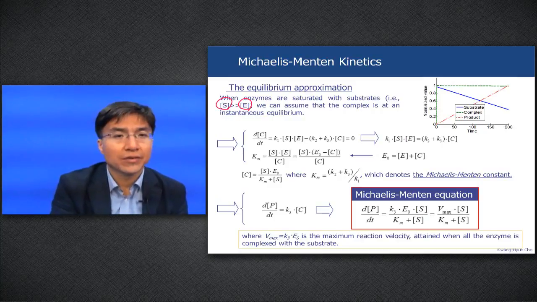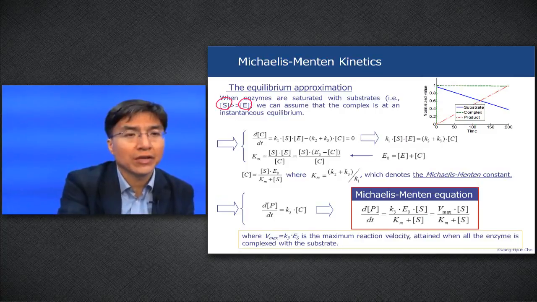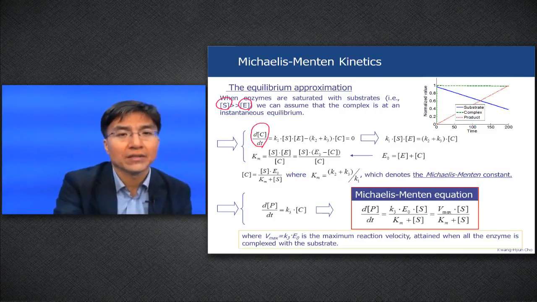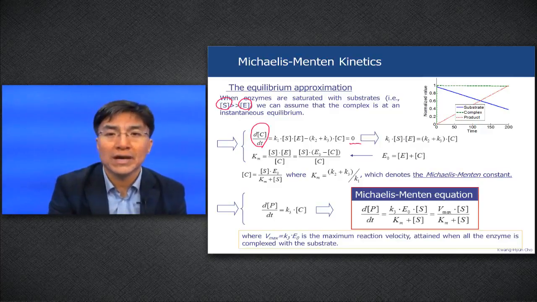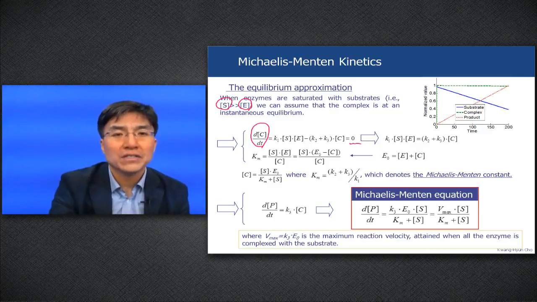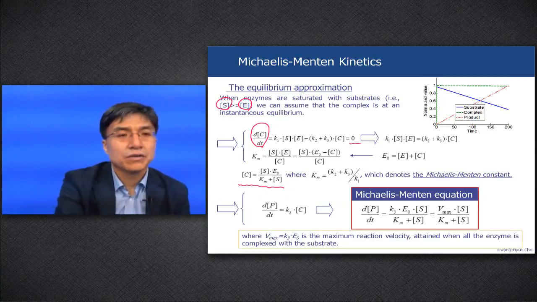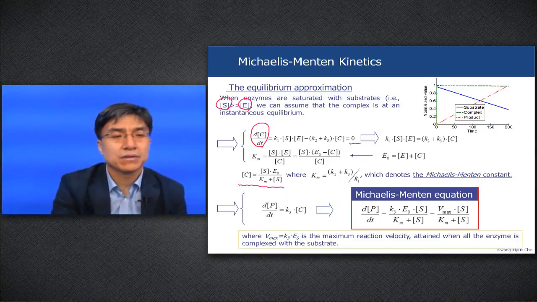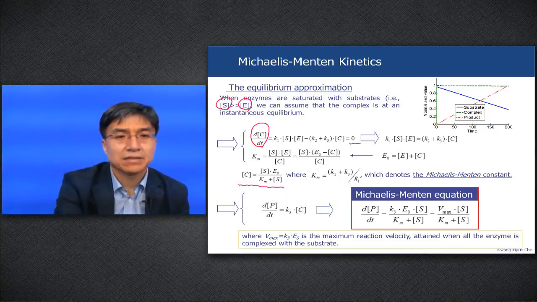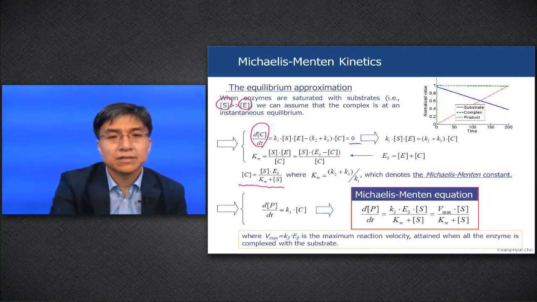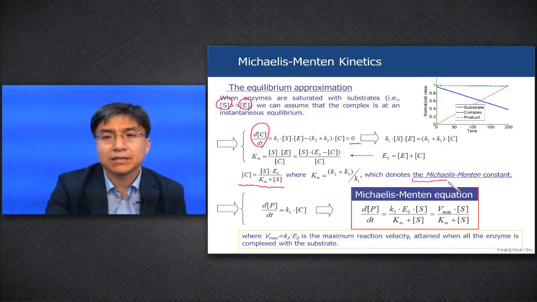In this condition, the rate of change of the complex becomes zero because there is no more change with respect to time. Then we can simplify the previous equation in this way, and then by solving this algebraic equation, we can obtain the concentration of complex becomes like this. So here, capital K sub M denotes the Michaelis-Menten constant.